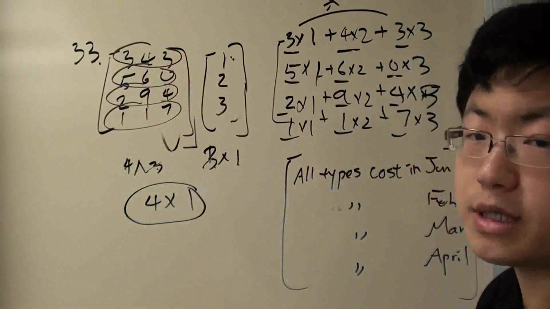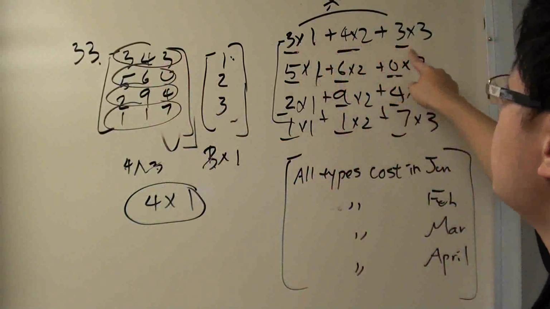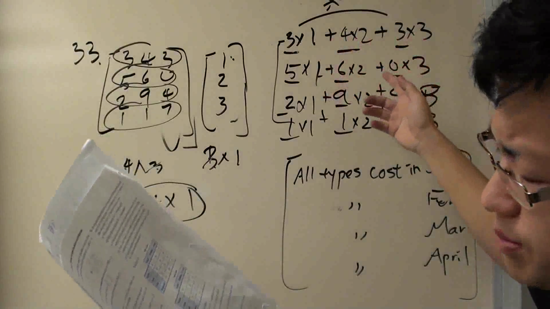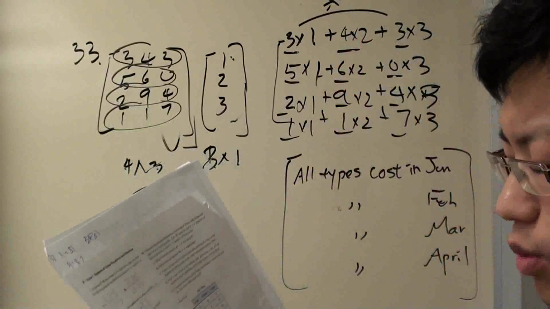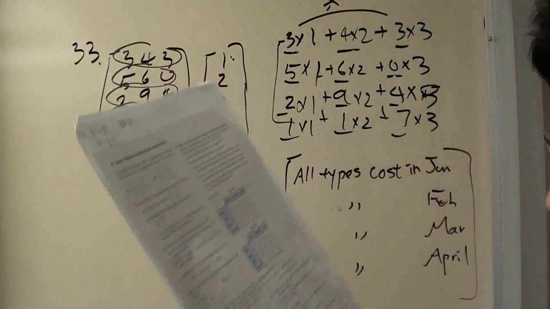Each row represents the month, right? So this is something to do with January. In January, there's 1, 2, and 3. What is 1, 2, 3? You probably noticed, if you read the question, type 1 costs $1 each, type 2 costs $2, and type 3 costs $3, right? So it kind of makes sense.